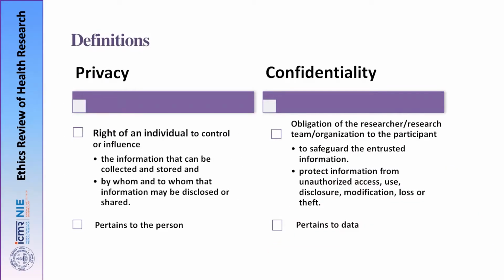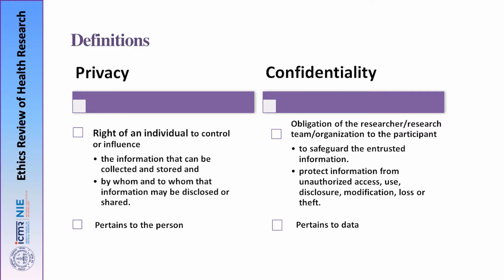place. Let us understand the definitions first, and this is very important. What do we mean by privacy? Privacy is about the right of an individual to control or influence the information that can be collected or stored. My information, for example, what can you collect and what can you store of my information or my samples or any of this, and who can collect this information, who am I allowing to collect and see this information. That is about my privacy. Who should this investigator not release it to? And therefore privacy pertains to the person.